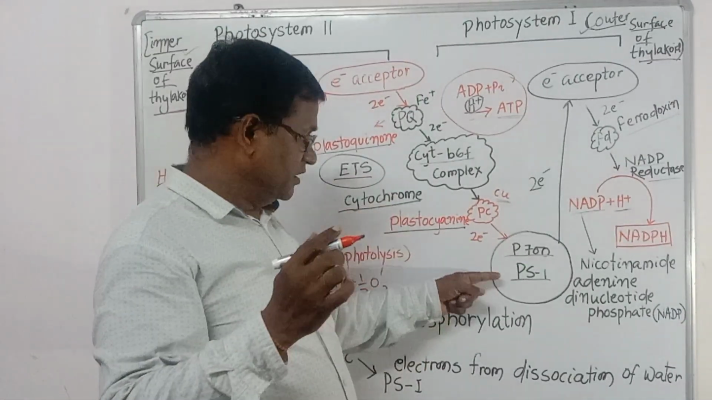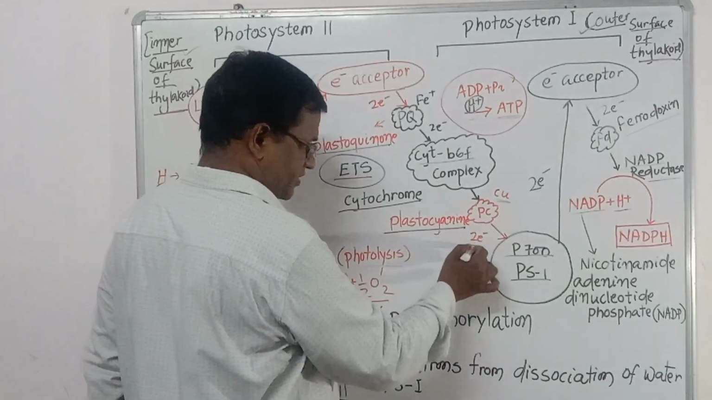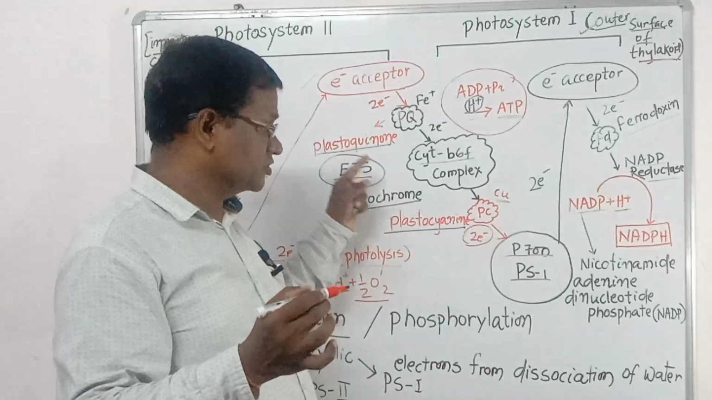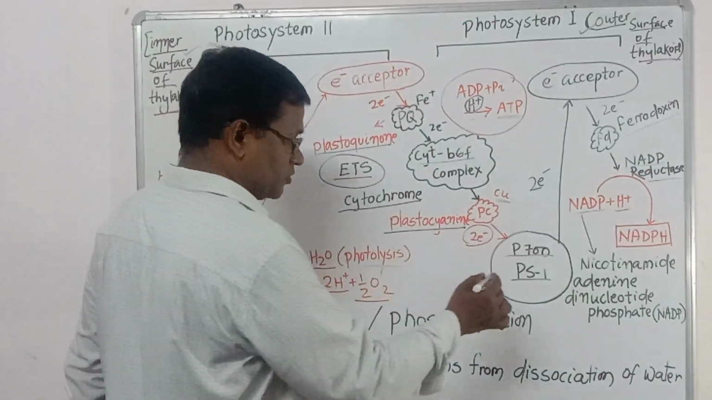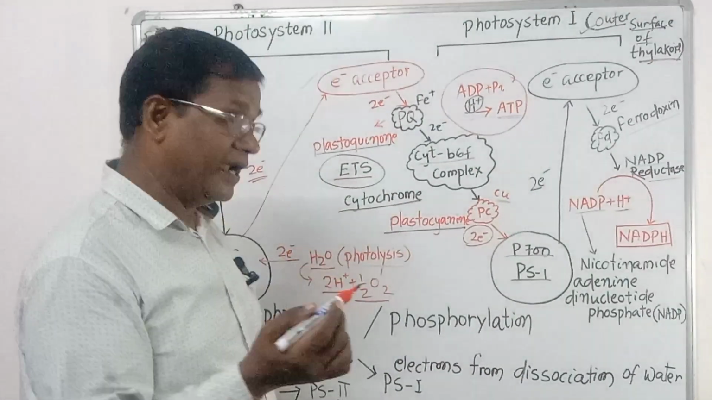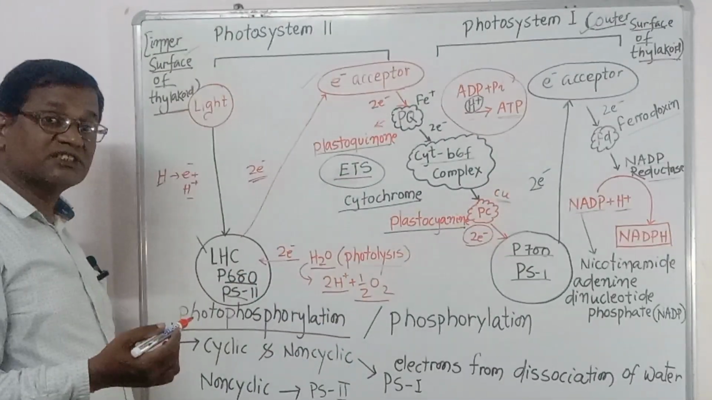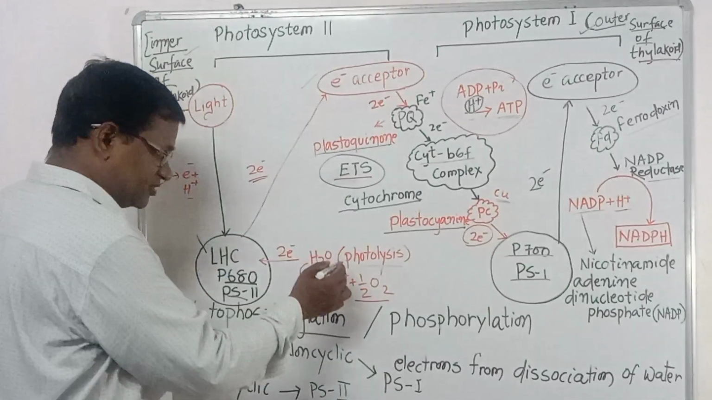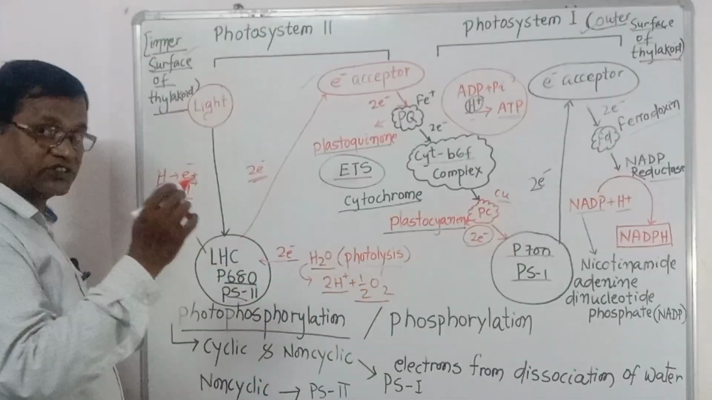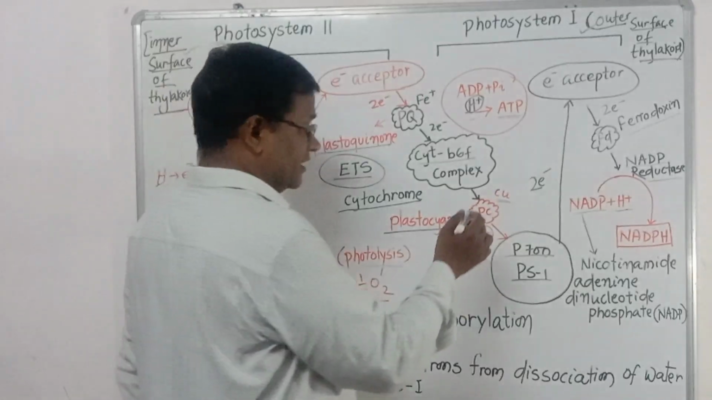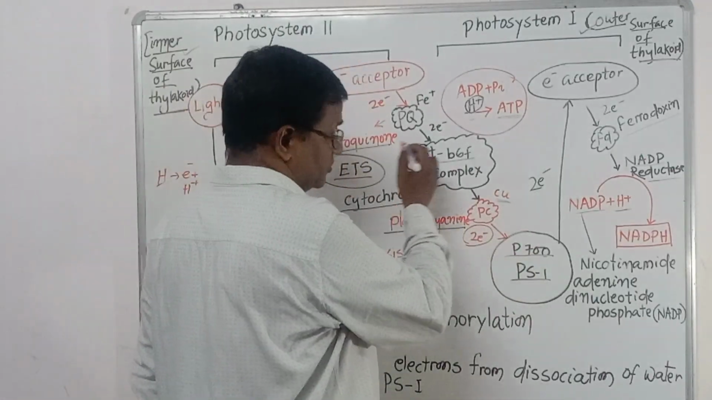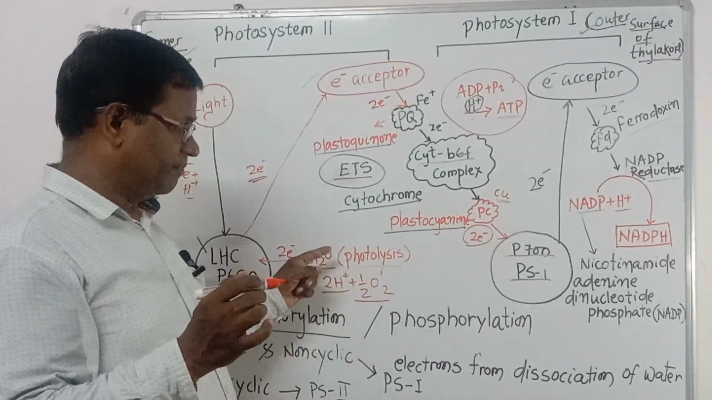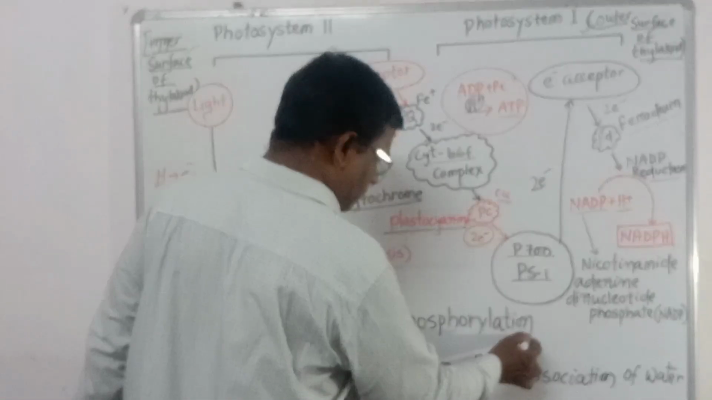Second point, you see photosystem 1 receives the electron. From where does it receive the electron? From photosystem 2. But from where does photosystem 2 receive the electron? It receives the electron from the photolysis of water. From the photolysis of water, 2 electrons enter into photosystem 2, whereas in photosystem 1, the electron enters from photosystem 2. Clear?